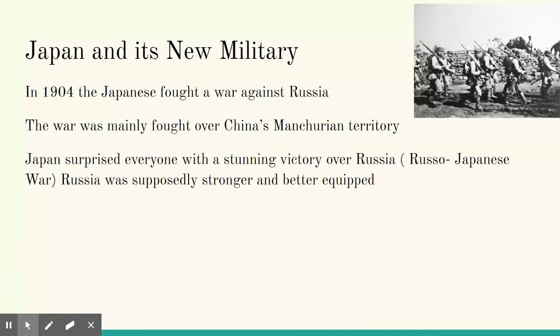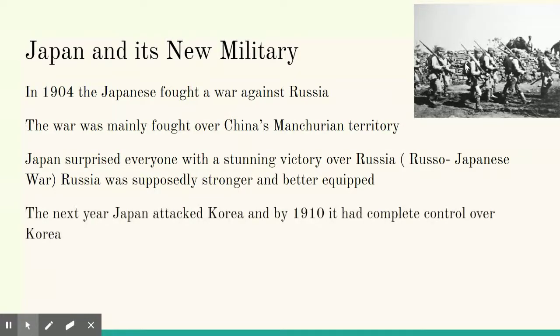Japan surprised everyone by defeating Russia in the Russo-Japanese War. Russia was supposedly stronger and better equipped, but of course the Japanese were very motivated, and they had industrialized and had built their military to where it was one of the strongest militaries in the world at this point. The next year, Japan is going to attack Korea, and by 1910, it had complete control over Korea.